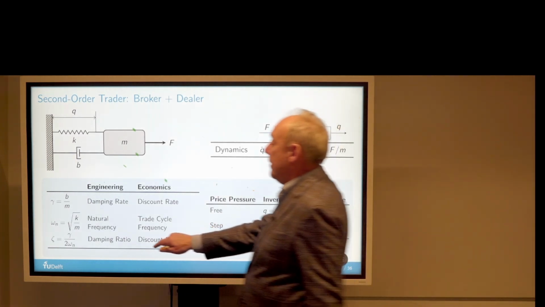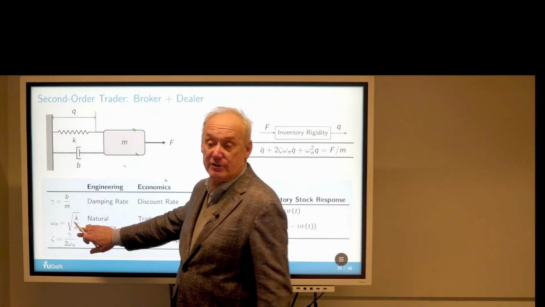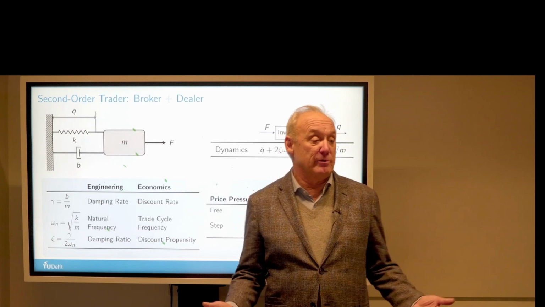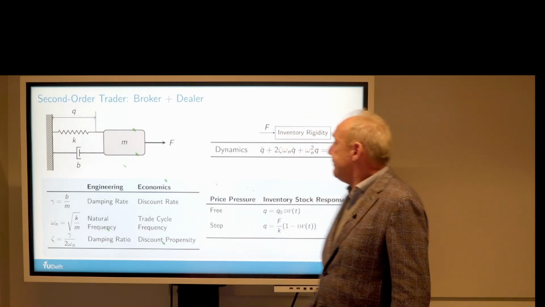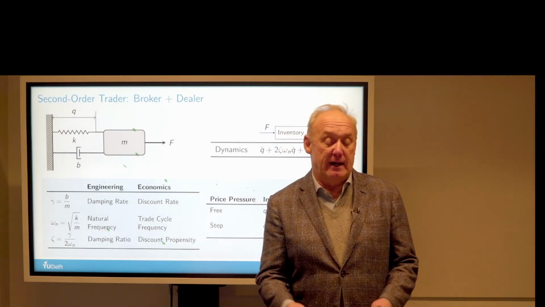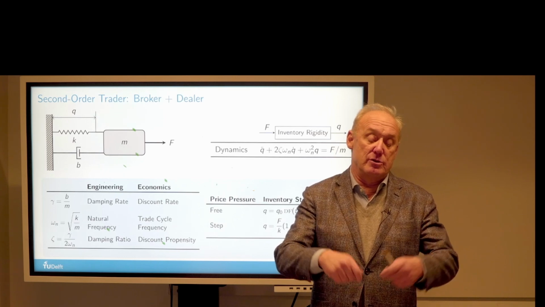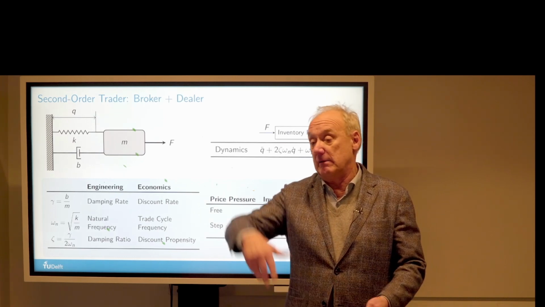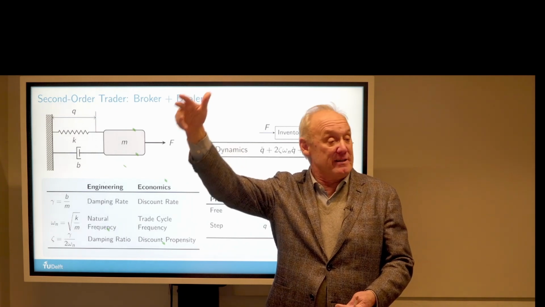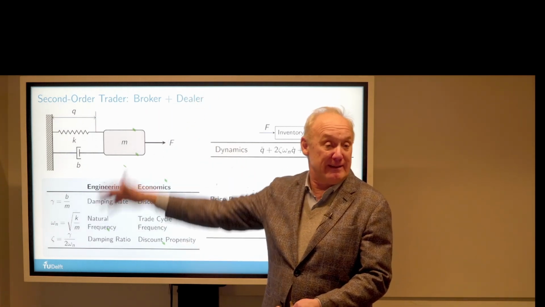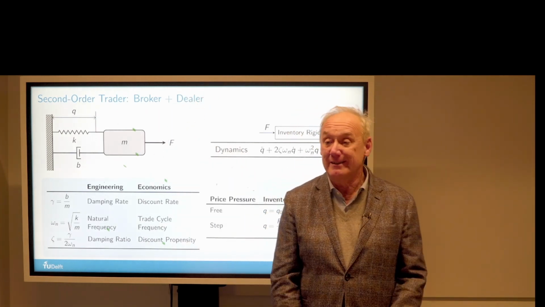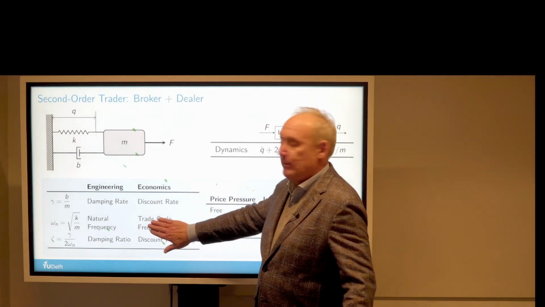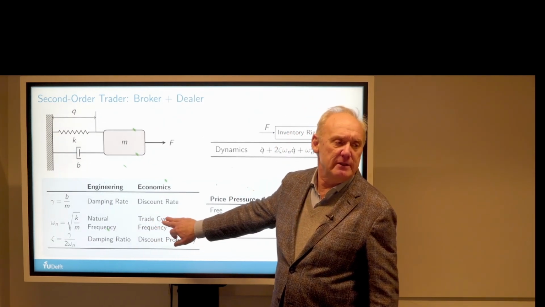But now we have a couple of other things we can define. So this is the natural frequency, right? So economically, what would that correspond to? Well, if you're a dealer, you sell, your stock goes down, and when it's too low, you start buying, so the stock goes up again, and then you start selling, and your stock goes down. This is what you see. So this would be what I would call a trade cycle frequency, okay?